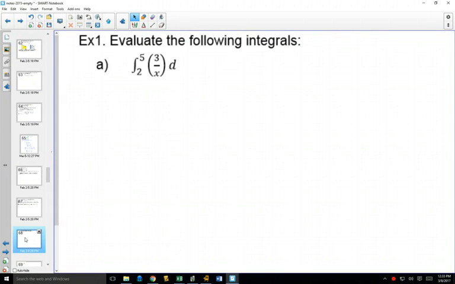So, I don't know where the little x went. If that's missing in your notes, you can add that x in there. It's just missing in mine for some reason.